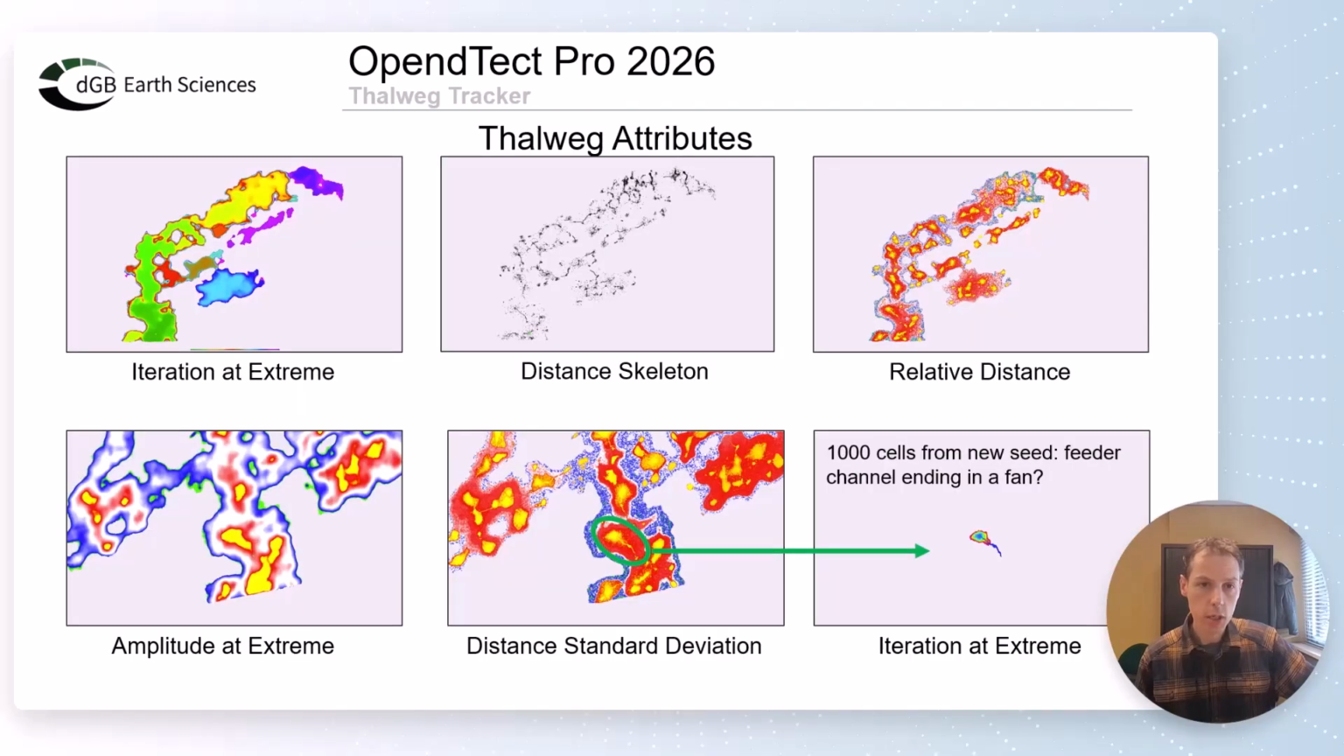Based on that, we can also apply the new Thalweg attributes, which are displayed here: iterations at the extreme, the distance skeleton, the relative distance, amplitude at extreme, distance standard deviation, and the iteration at extreme. So here, these 1,000 cells from the new seed provide the end of this analysis.